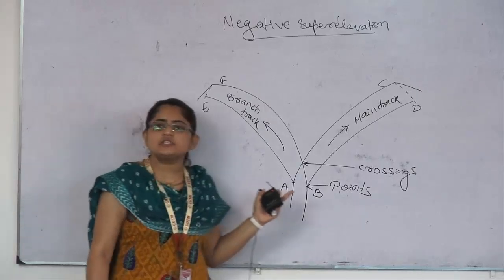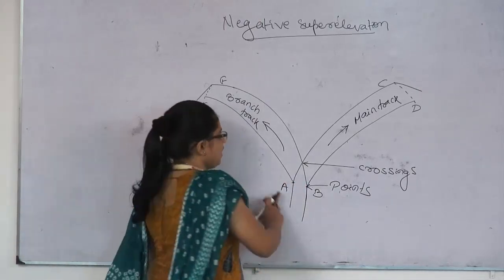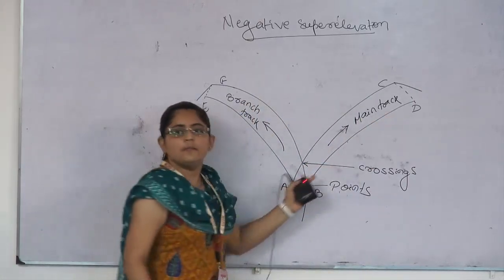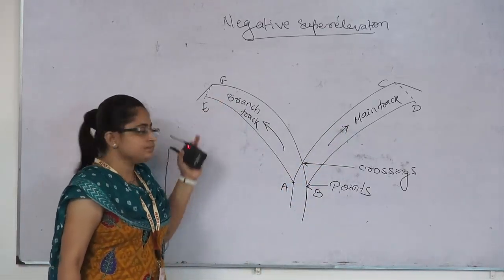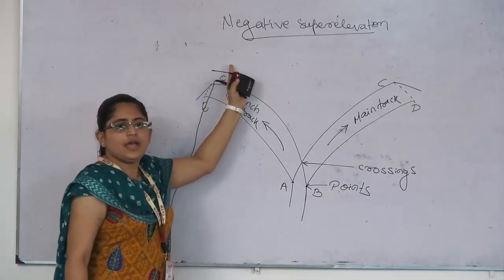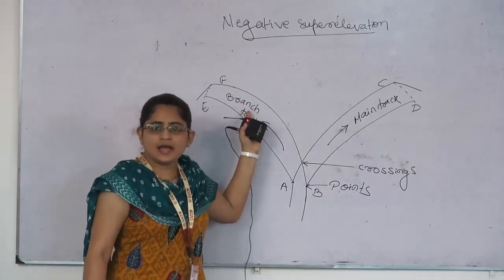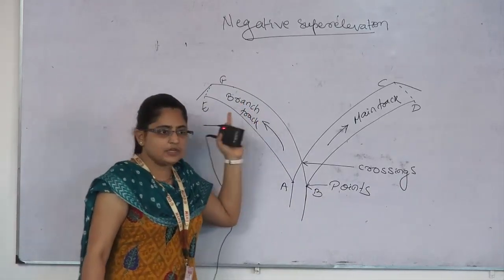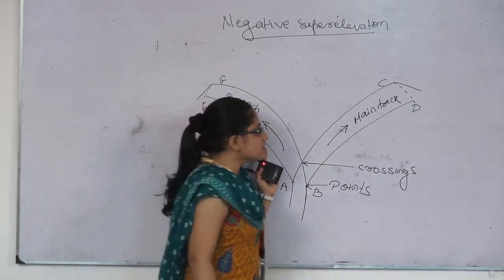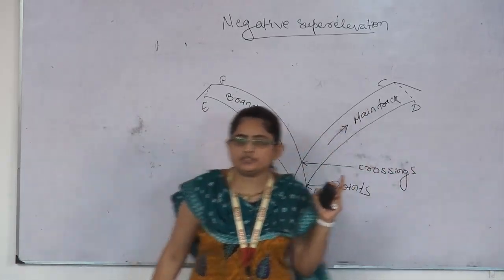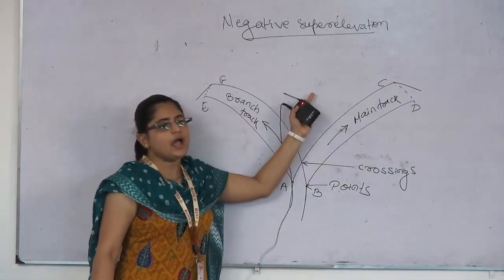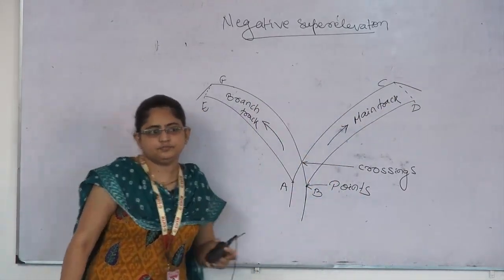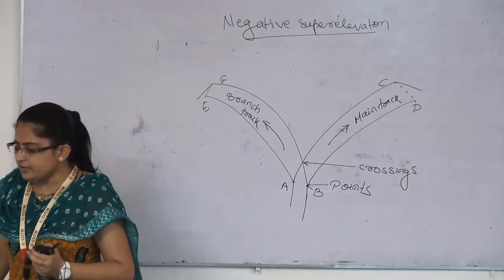Which is the main track? A, B, C, D, main track. Which is your branch track? A, B, E, F. That is your branch track. Now you say, what will be the superelevation? Here, in this main track, which edge will be higher, which edge will be lower?